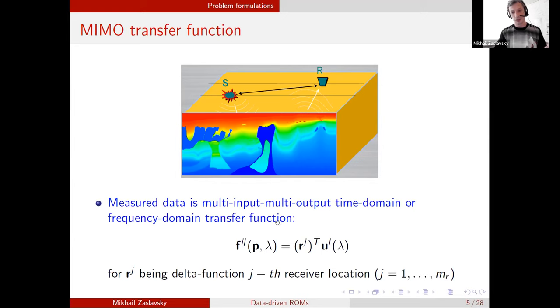So essentially, in other words, we're interested not in the solution of our problems, U, I, F, lambda, but in the inner product with some vectors Rj, which are sort of approximation of delta functions located at receiver positions. That's the so-called multi-input, multi-output transfer function. Multi-input means that we have multiple sources, multi-output means that we have multiple receivers.